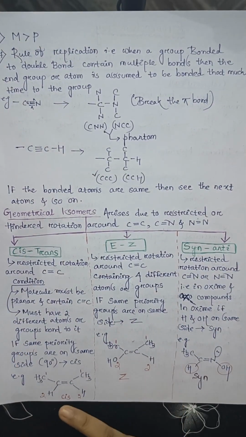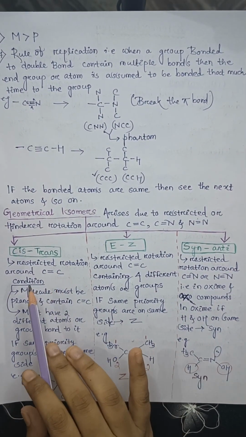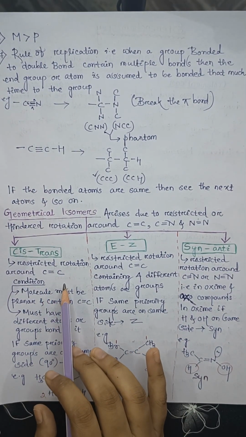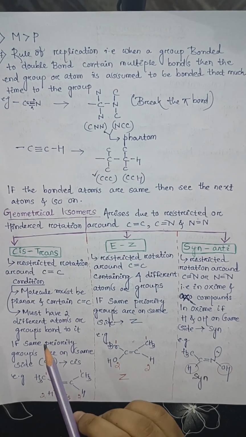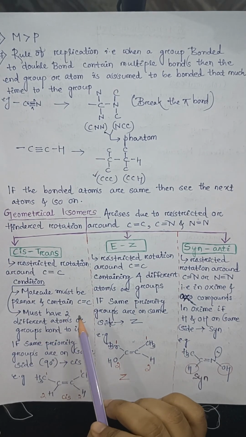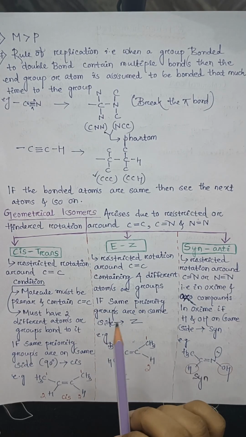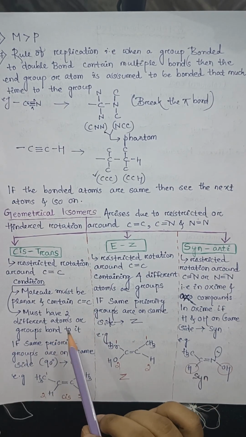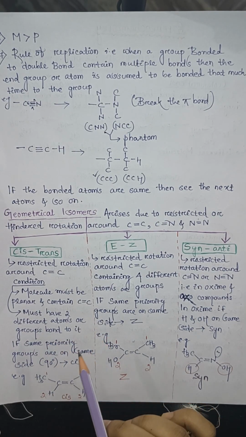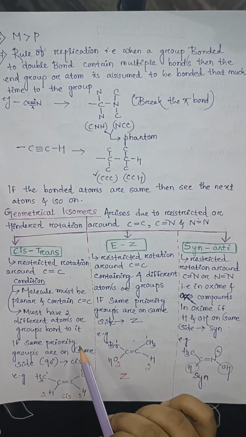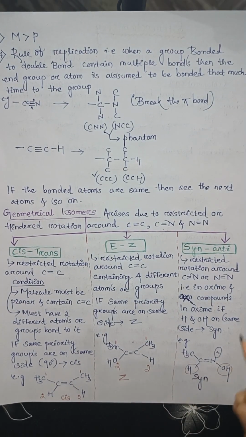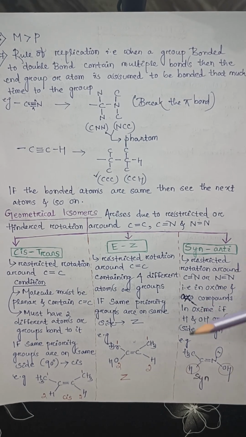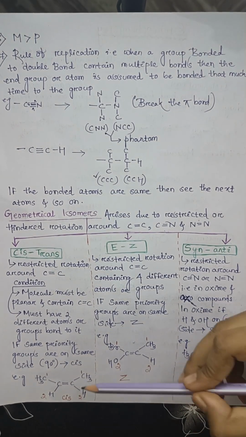Cis-trans arises due to restricted rotation around C double bond C. There is a condition to exhibit cis-trans isomerism: the molecule must contain C double bond C, that means it must be planar. Next, it must have two different groups or atoms bonded to it. Then, if the same priority groups are bonded on the same side, that is, if there is an angle of 90 degrees between these same priority groups, then it is cis.